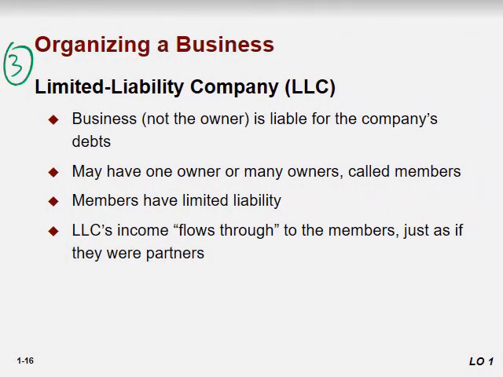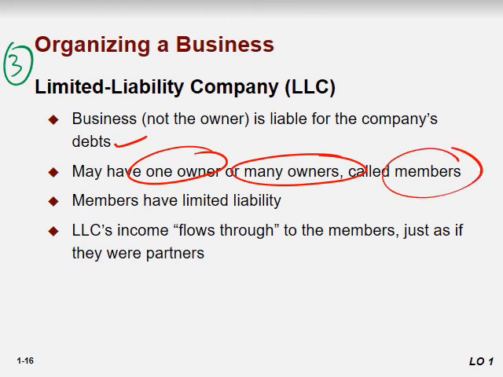The next, or third one, is the limited liability company. A limited liability company is one in which the business is liable for the company's debt. It means the members of the limited liability company are not responsible for fulfilling the company's loss. The business is responsible for fulfilling the loss. If the business cannot fulfill the whole loss, then the loss is not transferred to members' personal wealth. The limited liability company has one or many owners. We call them members, and members have limited liability.